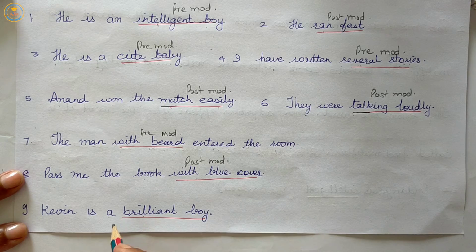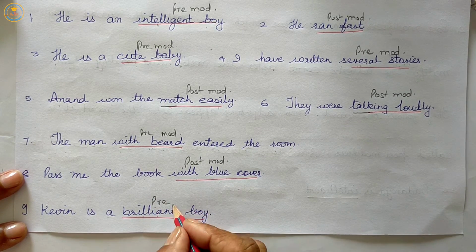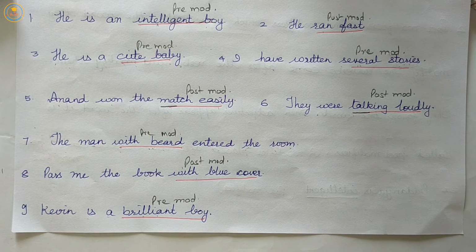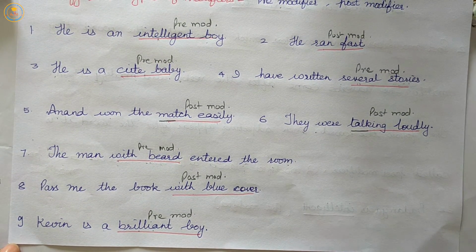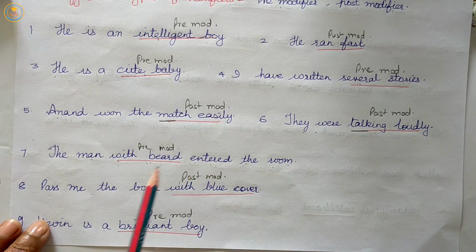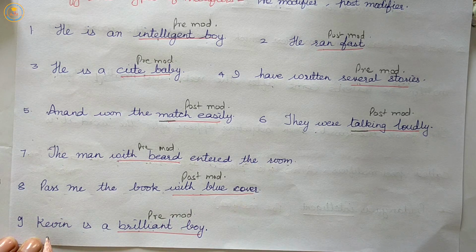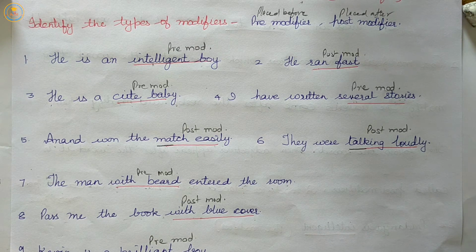Kevin is a brilliant boy. So here some exercises are given and you can clearly read. The man entered the room means the man with beard entered the room. Pass me the book with blue cover. Kevin is a brilliant boy. So thoroughly read these exercises and do practice yourself.